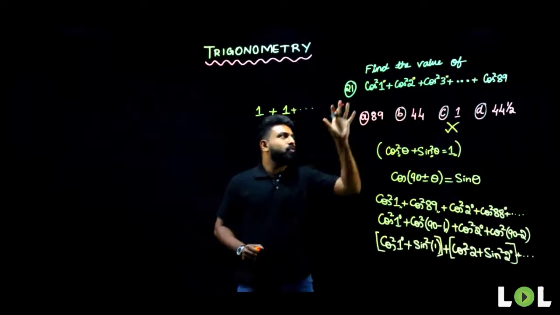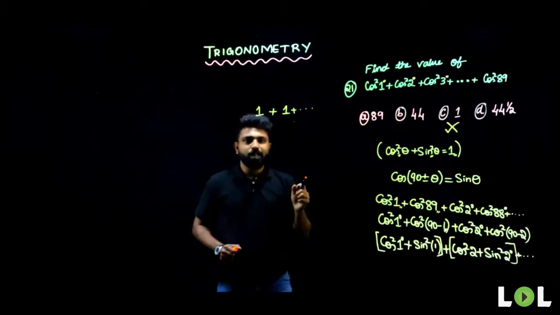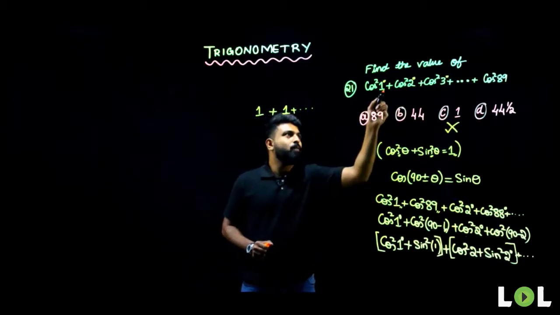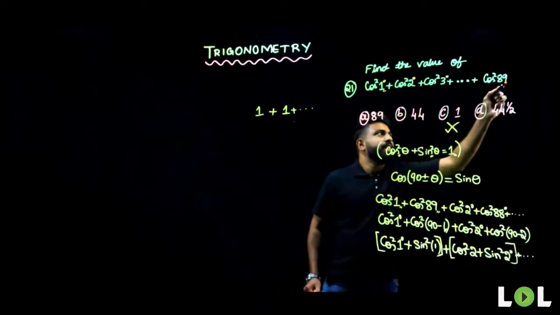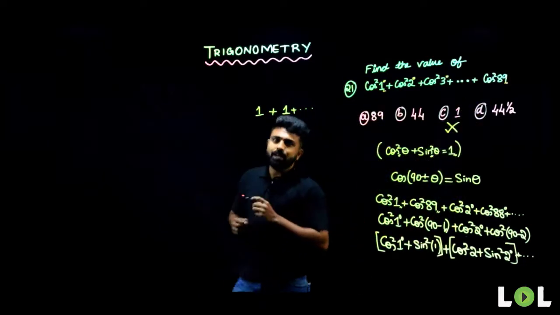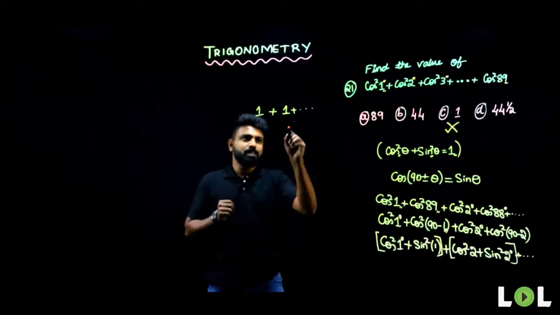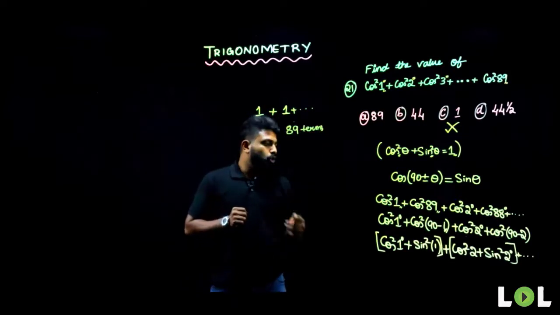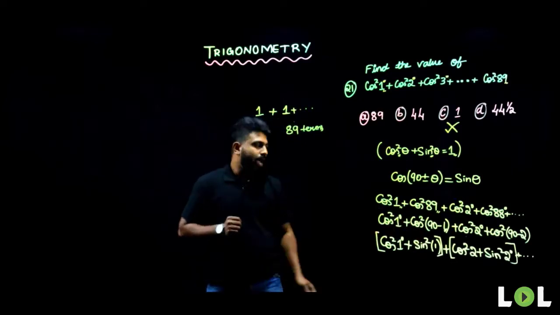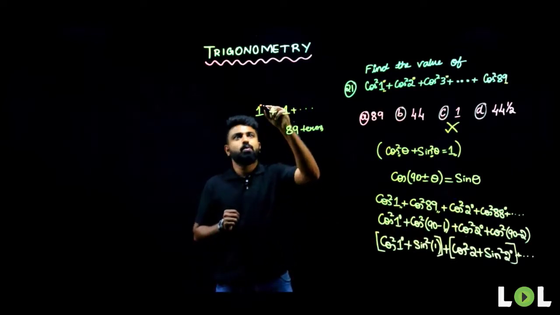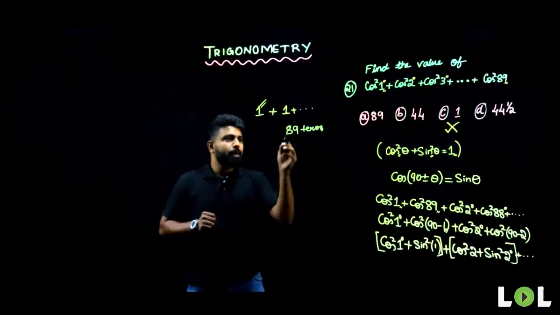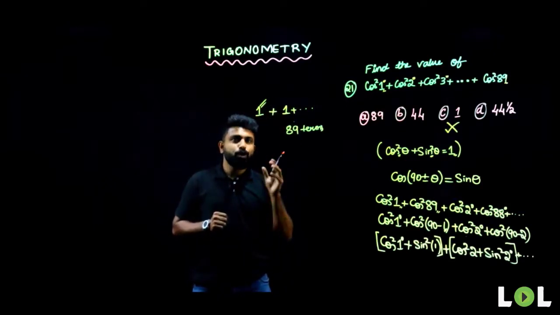Now, if we have to find the value of the entire series, what do we need to do? First, let us see how many terms are there in the series. It starts from 1 degree and ends at 89 degrees. So, how many terms will be there? There will be totally 89 terms in the series. So, 2 terms form one pair and the value of one pair is 1. We know it from here. But there are 89 terms. To form pairs, you need an even number of terms.